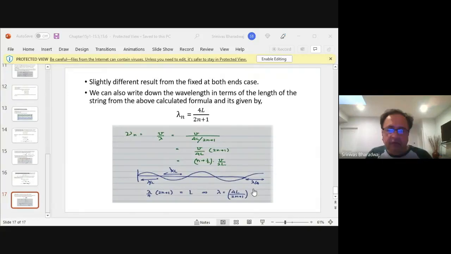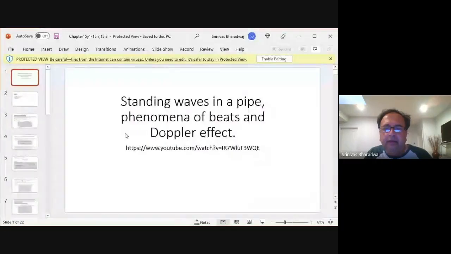That's an important idea that I learned when I went to college, in fact during my master's degree. Okay, so that is a key idea, and so today we are going to look at standing waves, where we introduce the phenomenon of beats.